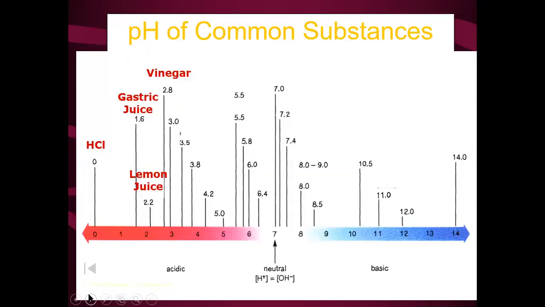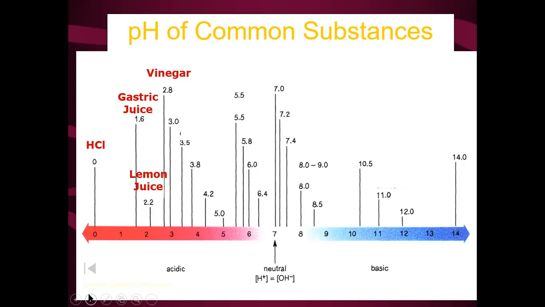Now here we can find the pH of some common substances. pH is very important. So if you look at your hydrochloric acid, it's 0, which means that it's very strong. So the closer you go to zero, the stronger the acid is. So right now, hydrochloric acid is right at zero, which means that it's a very strong acid. We have gastric juice, which is at 1.6. We have your lemon juice at 2.2. So these are all acidic. We have your vinegar at 2.8.